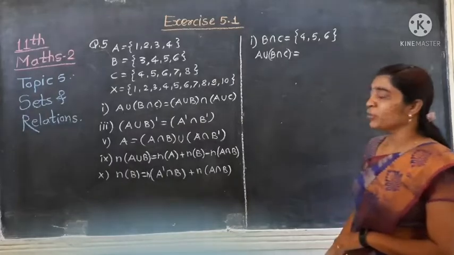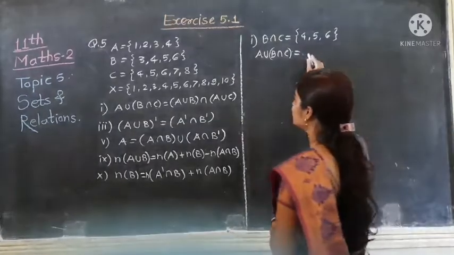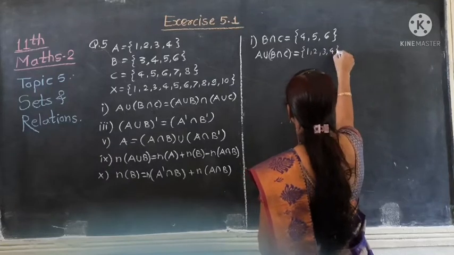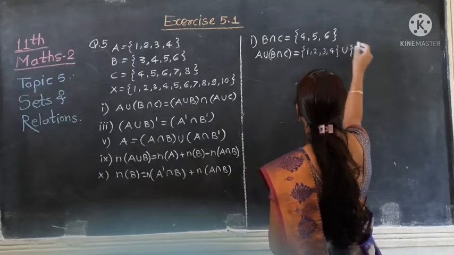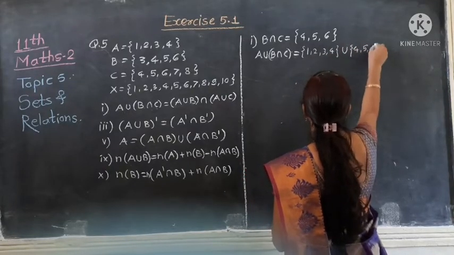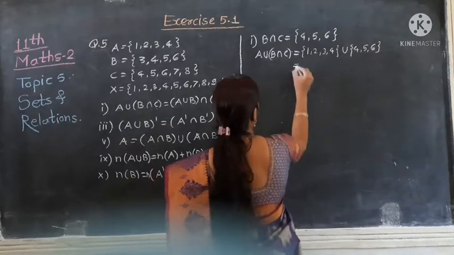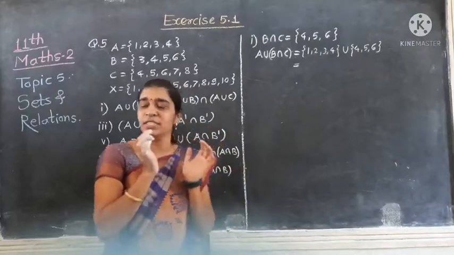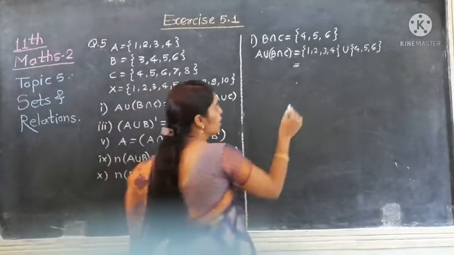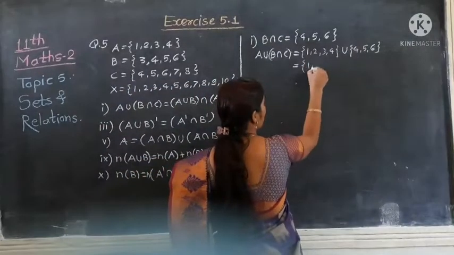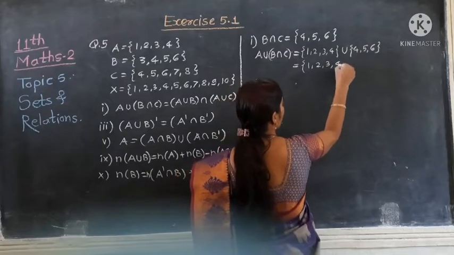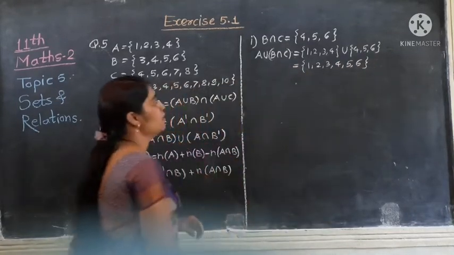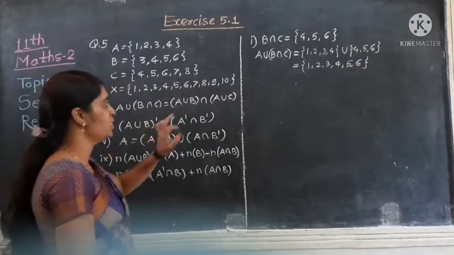What is meant by A union B intersection C? Write first the set A: 1, 2, 3, 4. Union. What is the B intersection C set? 4, 5, 6. So here union means you take all terms in A and B intersection C. So you write first 1, 2, 3, 4 and then 5, 6. It is the A union B intersection C.